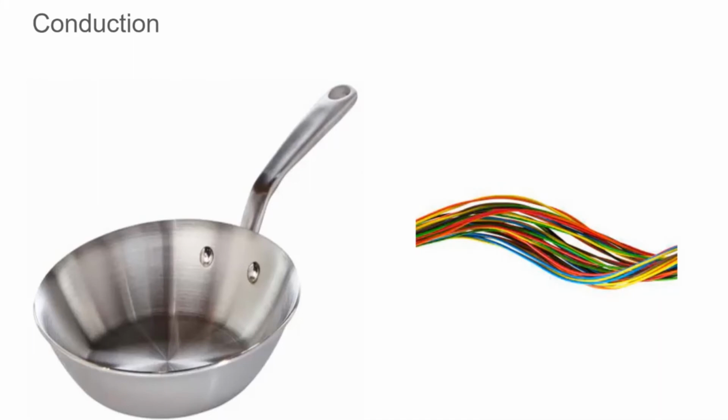Conduction. So we have a pan here and heat is applied to the bottom of it. The energy spreads through the metal by conduction, and the metal surface is at the same temperature. This allows it to cook the food because the energy from the heat applied is able to be transferred to the food particles, which end up denaturing the bad stuff you don't want to eat. And we've got electrical wires.